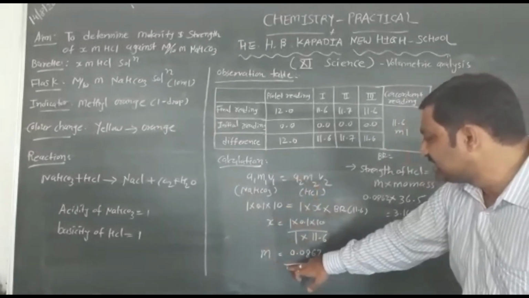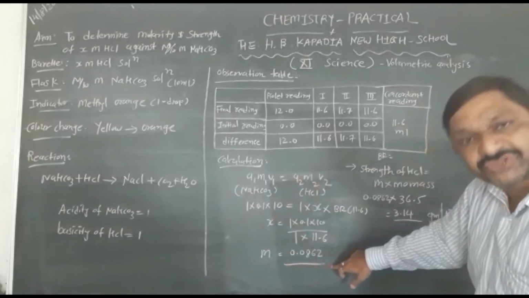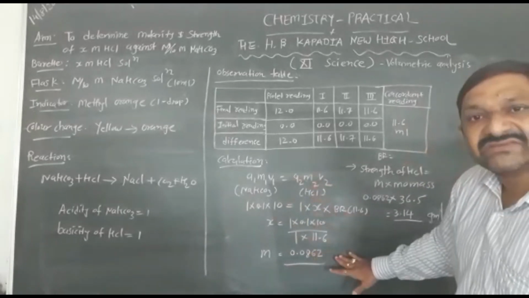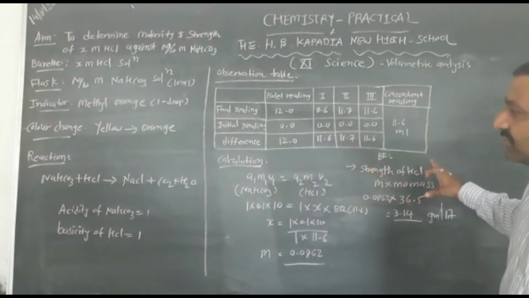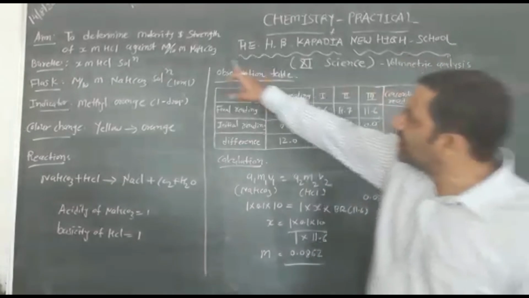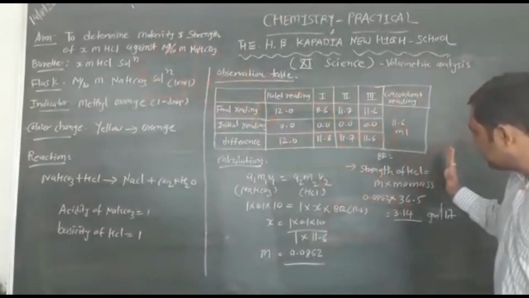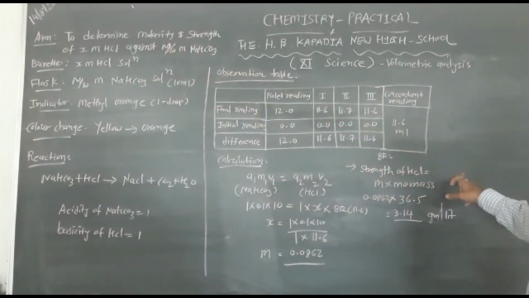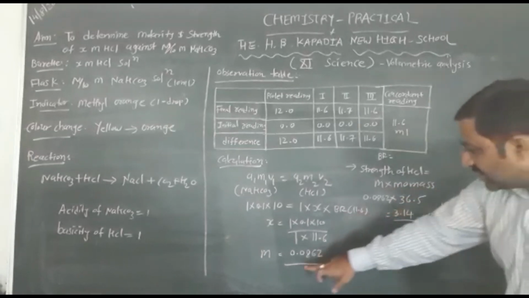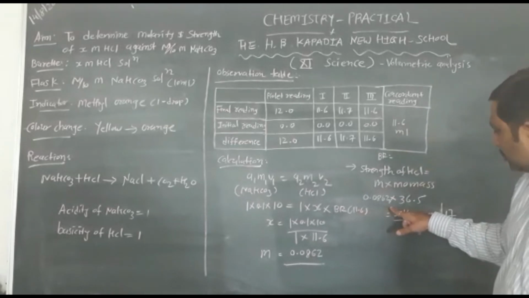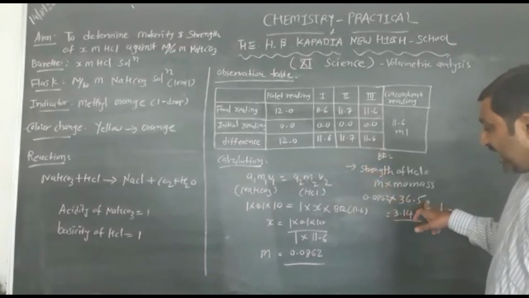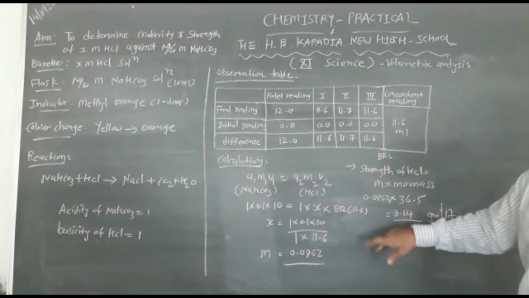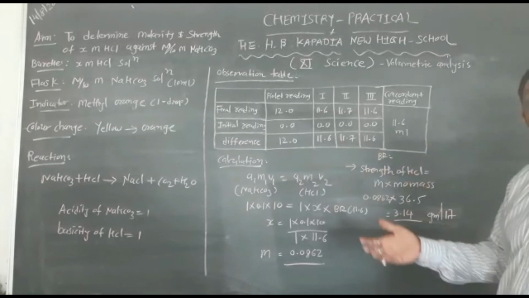M is equal to molarity of HCl, M is equal to 0.0862. Your molarity is this figure. And lastly, your strength of HCl. You have to find out the strength of X molar HCl. Strength of HCl is molarity multiplied by molecular mass. So 0.0862 multiplied by the molecular mass of HCl, 36.5. So your final answer is 3.14 gram per liter.